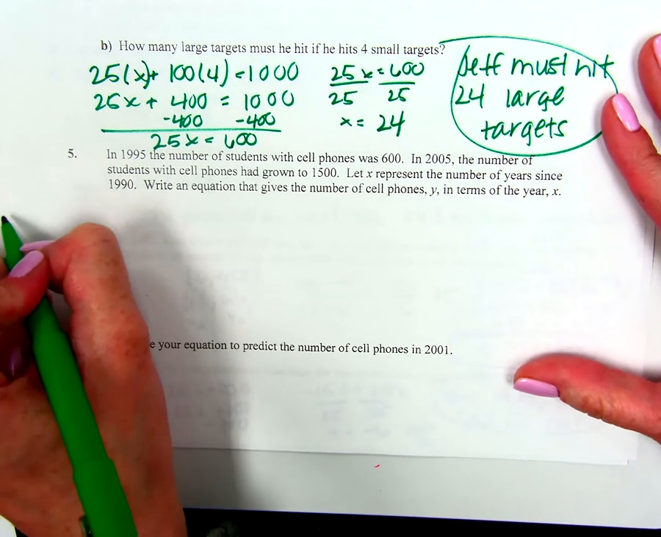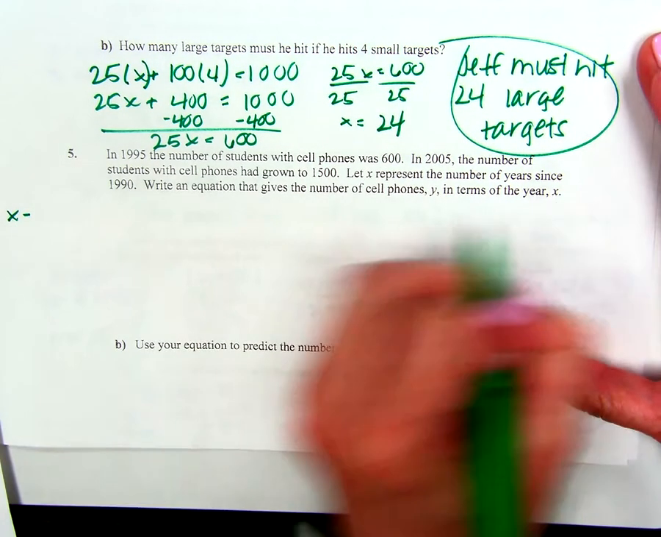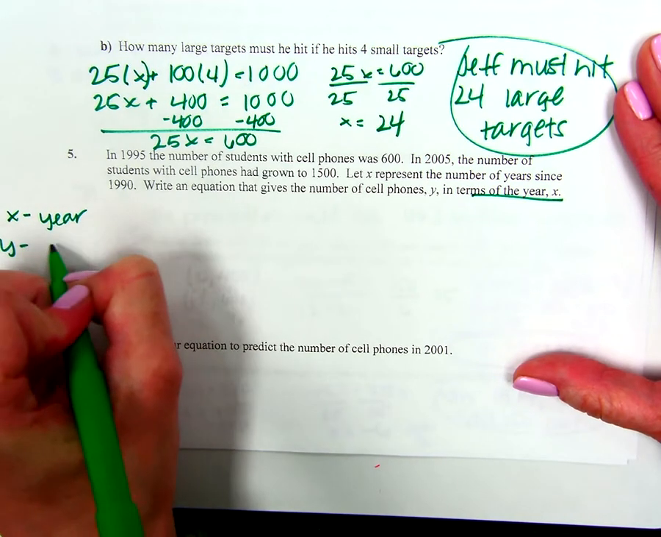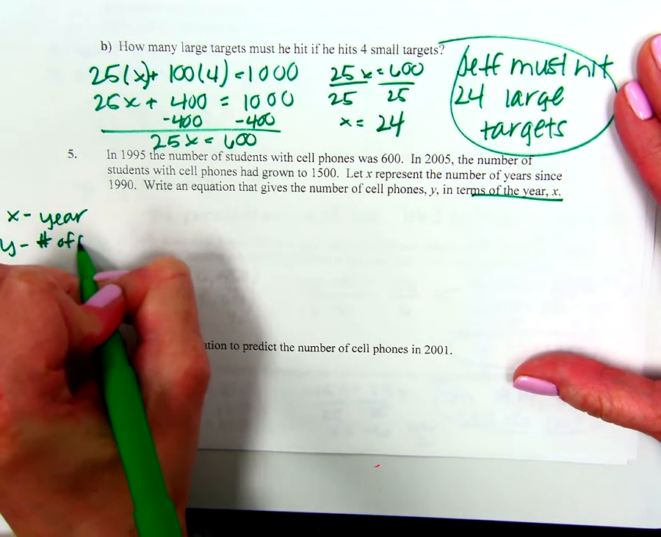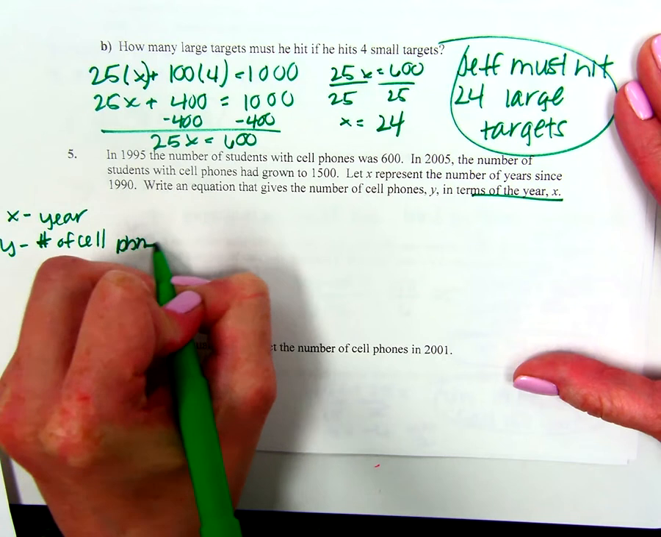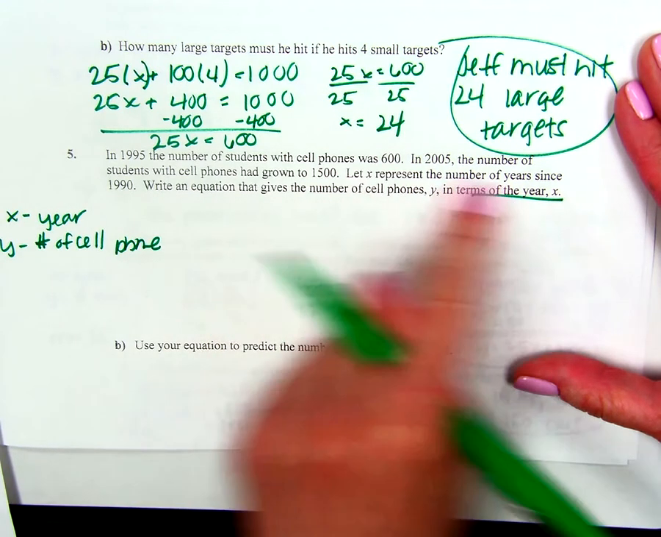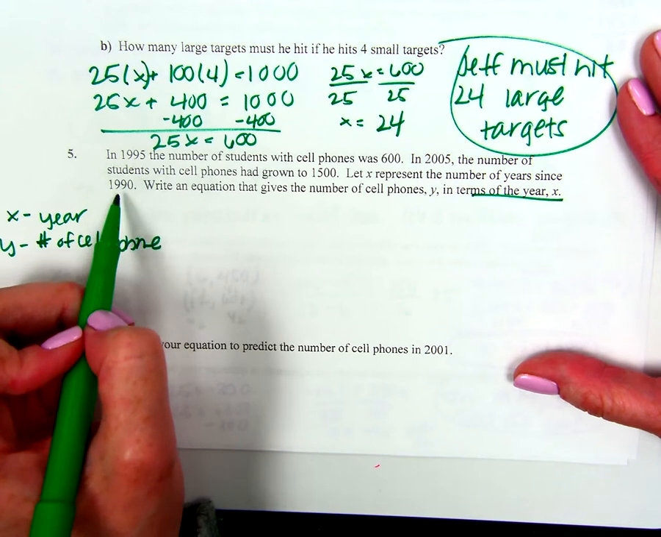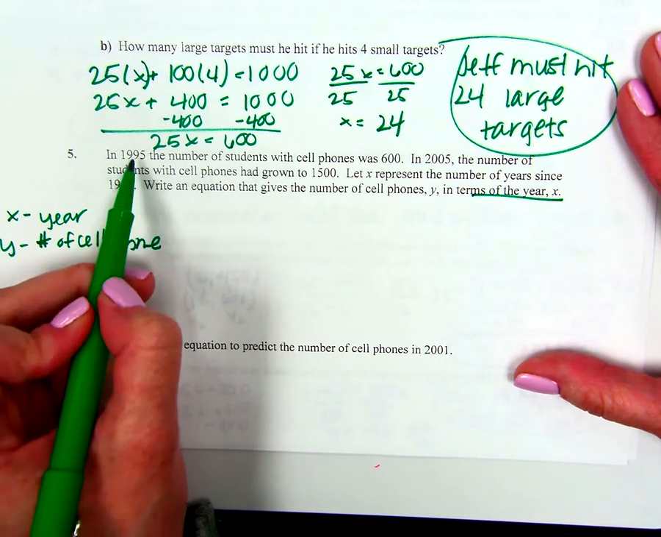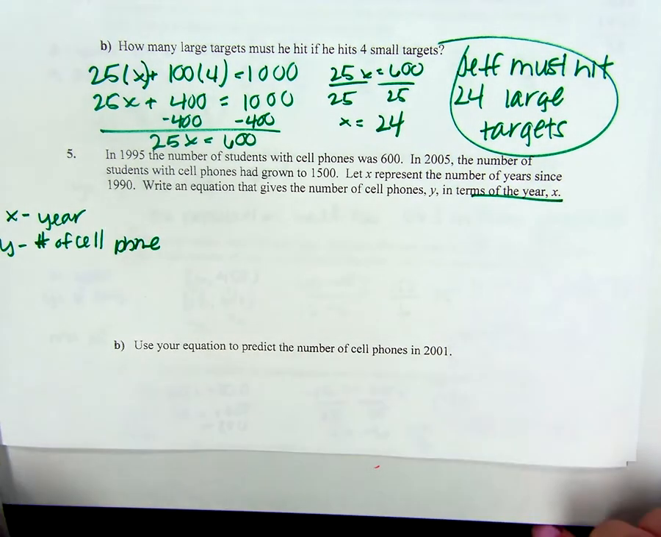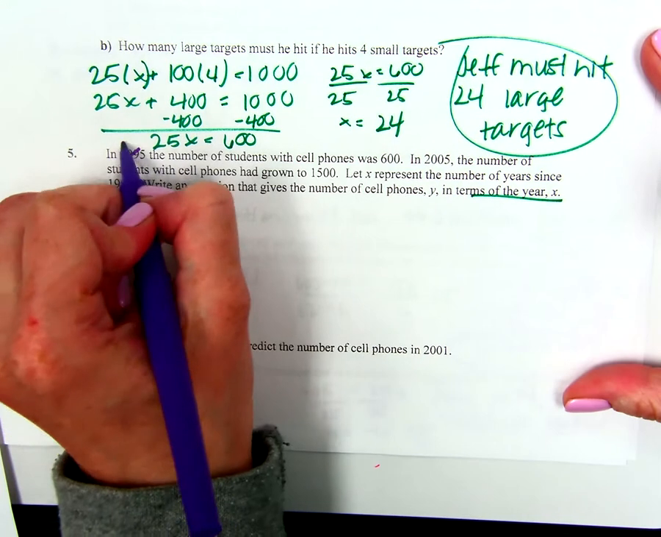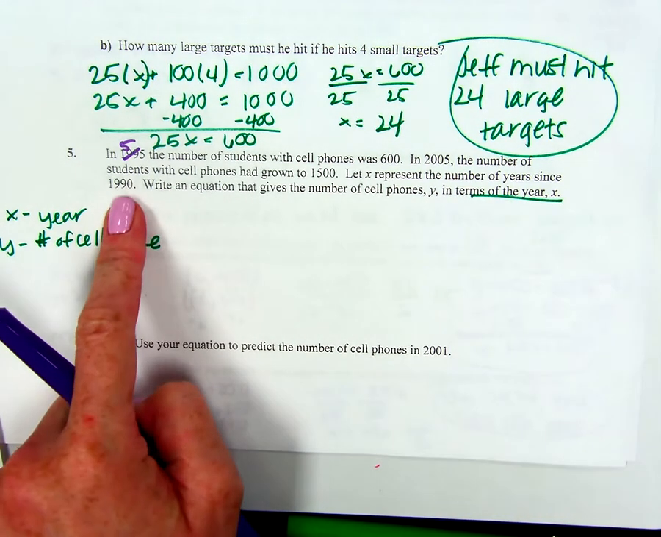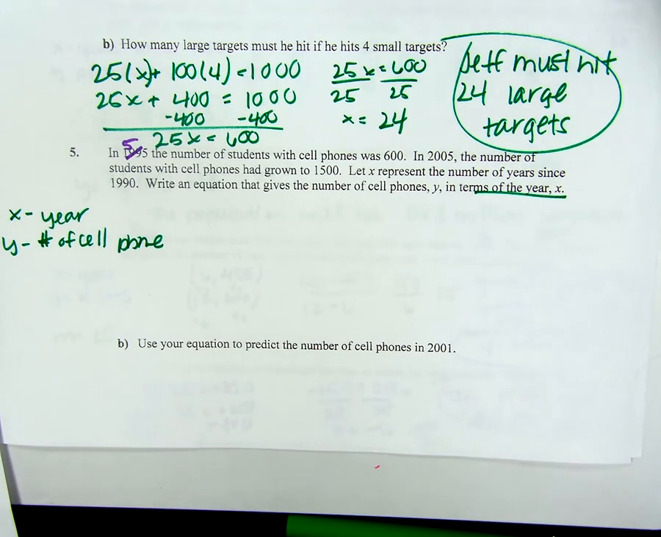So we're going to take the information given to us right there. So x is our year, and y is our number of cell phones. So x represents the number of years since 1990. So we need to go back and look at the information given to us. So 1990 would be 0, so that means 1995 would be 5. Same thing with 2005. If 1990 is 0, 2005 is going to be 15.